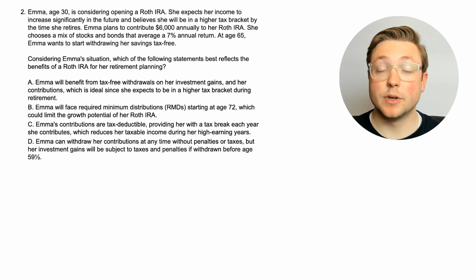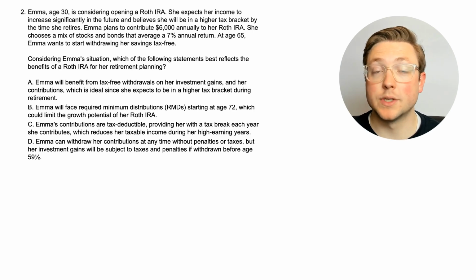Emma plans to contribute $6,000 annually to her Roth IRA. She chooses a mix of stocks and bonds that average a 7% annual return. At age 65, Emma wants to start withdrawing her savings tax-free. Considering Emma's situation, which of the following statements best reflects the benefits of a Roth IRA for her retirement planning?